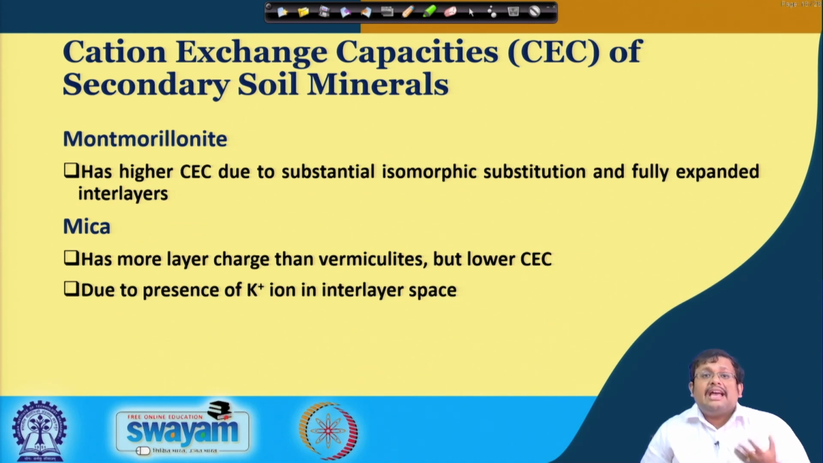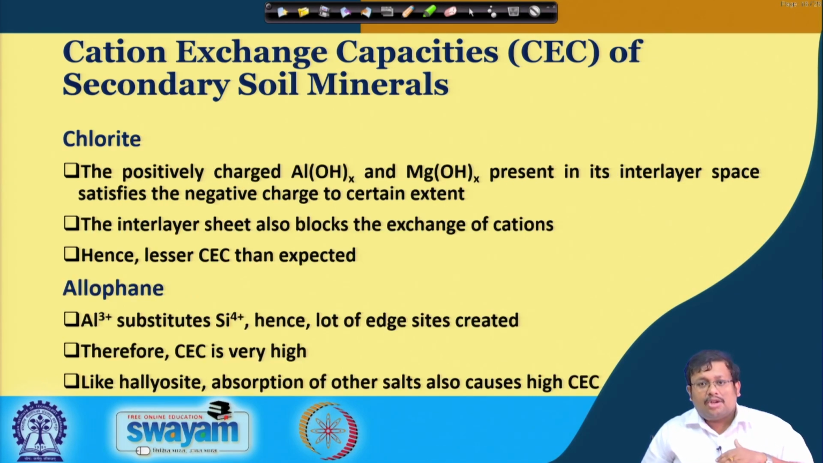Montmorillonite has high CEC due to substantial isomorphous substitution and a fully expanded interlayer. Mica has more layer charge than vermiculite, but lower CEC, due to the presence of potassium in the interlayer space, which locks the structure. In the case of chlorite, although there is some substitution occurring in the layers, due to the aluminum hydroxy or magnesium hydroxy layer locking the structure, a lesser CEC than expected is found.